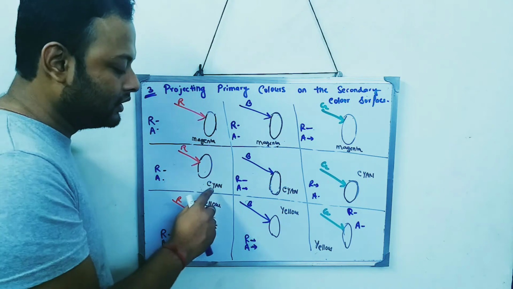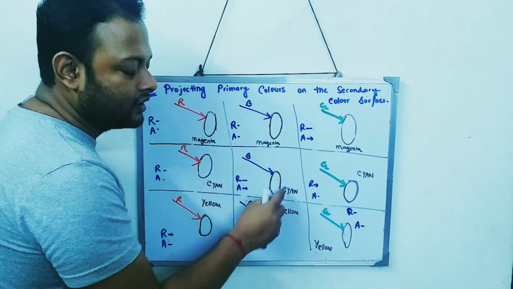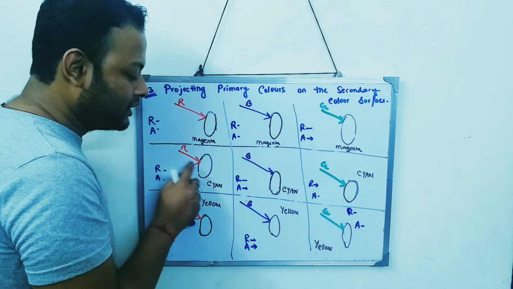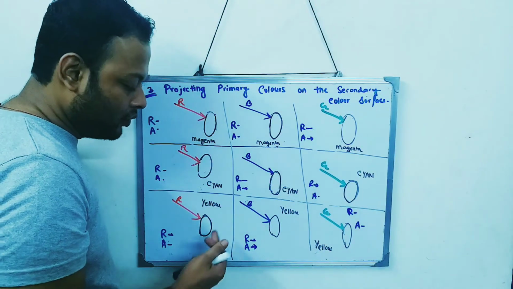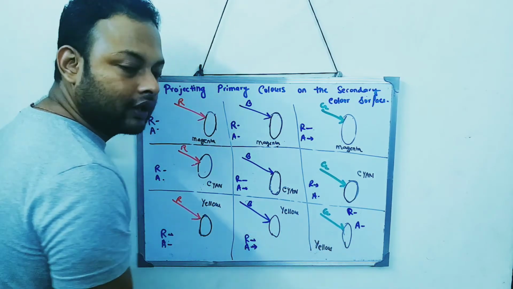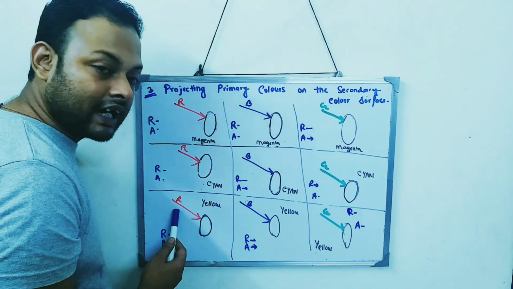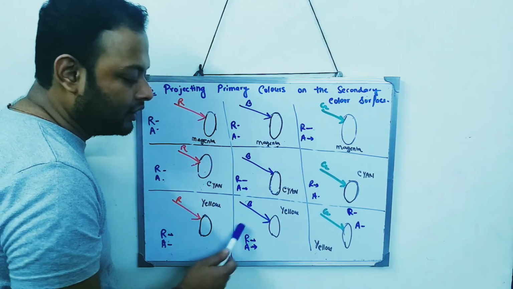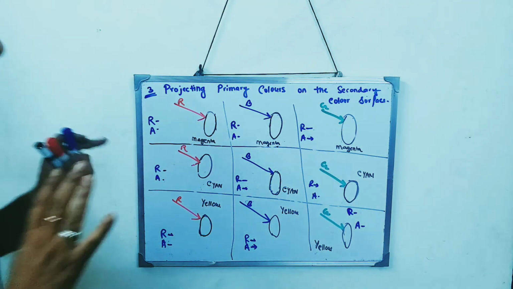Similarly over here, you can see cyan. So the surface is cyan in color. And what colors am I projecting? Red, blue and green. Over here also, you can see the surface is yellow in color. And what colors am I projecting? The red color, the blue color and the green color. So I hope you understood the basic thing.